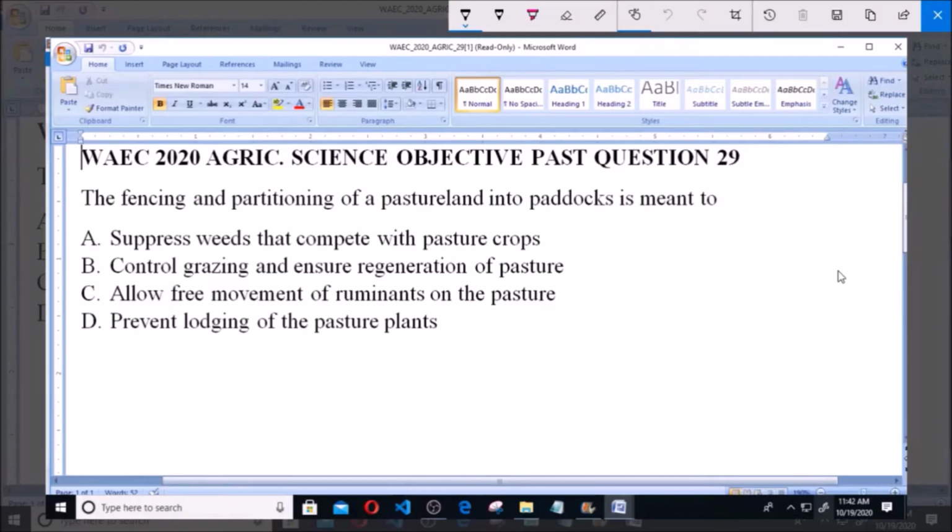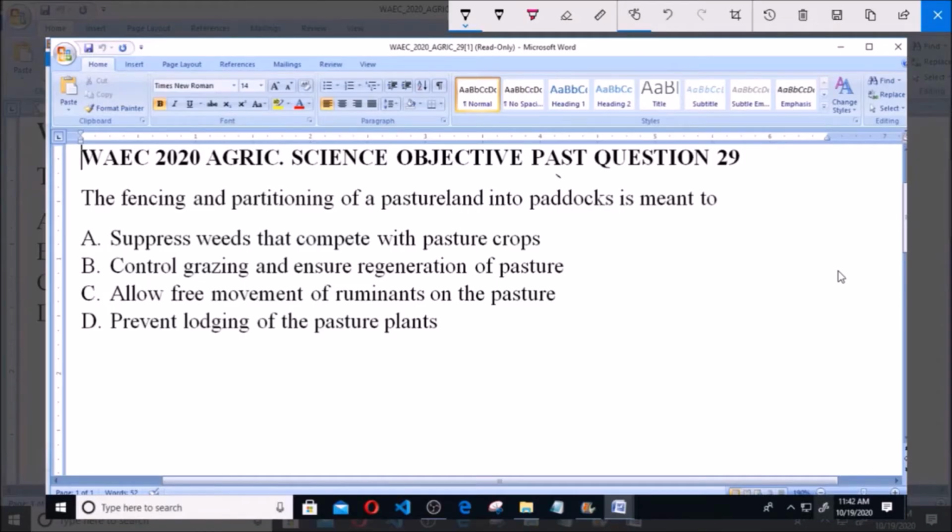The fencing and partitioning of a pasture land into paddocks is meant to: A. Suppress weeds that compete with pasture crops, B. Control grazing and ensure regeneration of pasture, C. Allow free movement of ruminants on the pasture, D. Prevent lodging of the pasture plant.